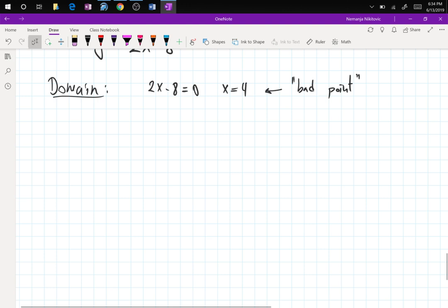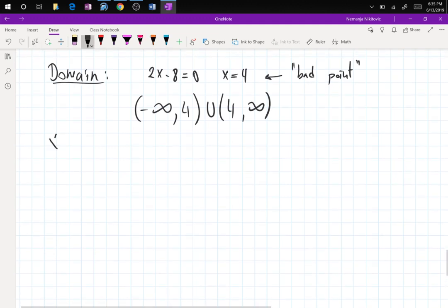So what you do is, since that's a bad point, you write domain from negative infinity to 4, union 4 to positive infinity. So that's my domain.